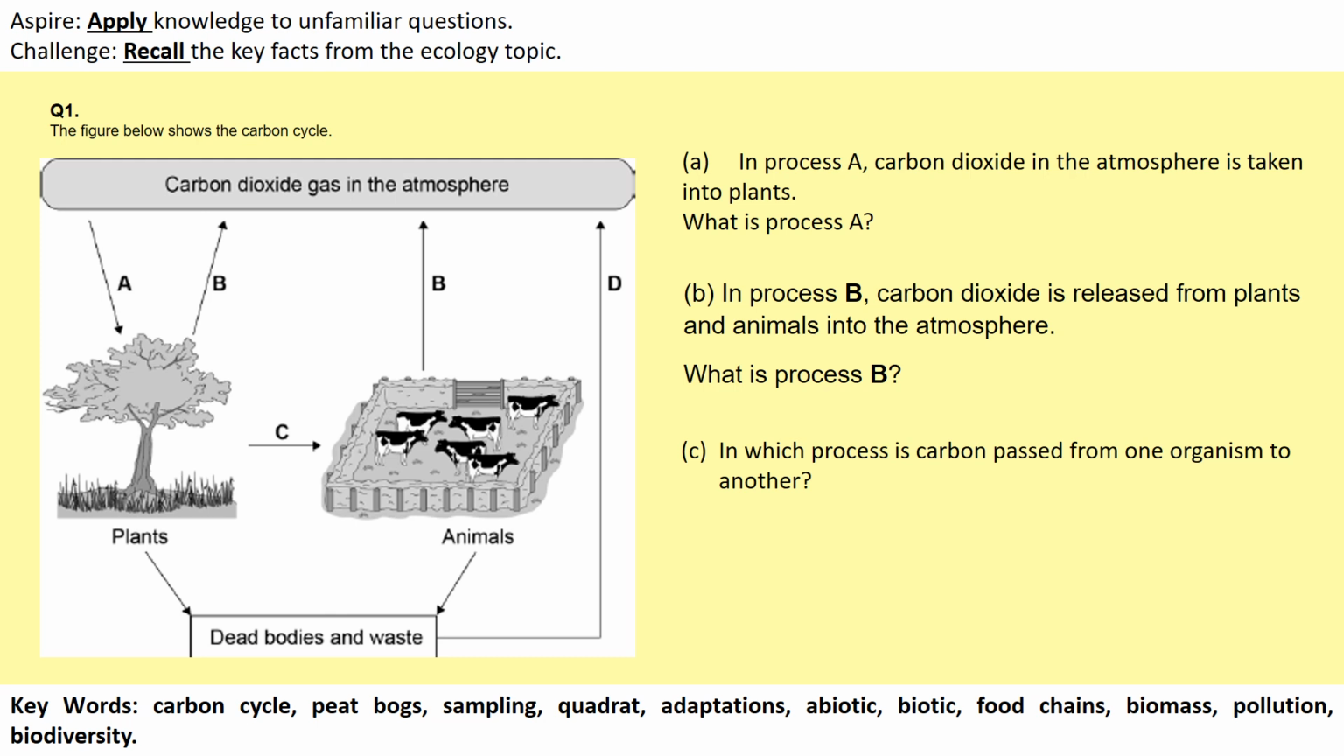So I want you to have a look at it. It's a couple of letters basically, or a couple of processes. So what is process A, that is taking carbon dioxide out of the atmosphere and into the plants? What is process B, which is taking the carbon dioxide from plants and animals and putting it back into the atmosphere? And then which process is carbon passed from one organism to another? So which letter is that one asking for. I'll give you 30 seconds because it's 3 questions, but it's A, B, or C, giving some letters.